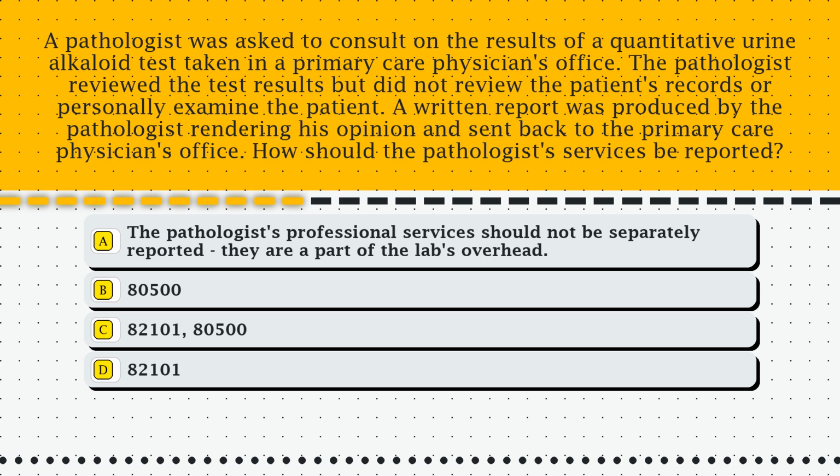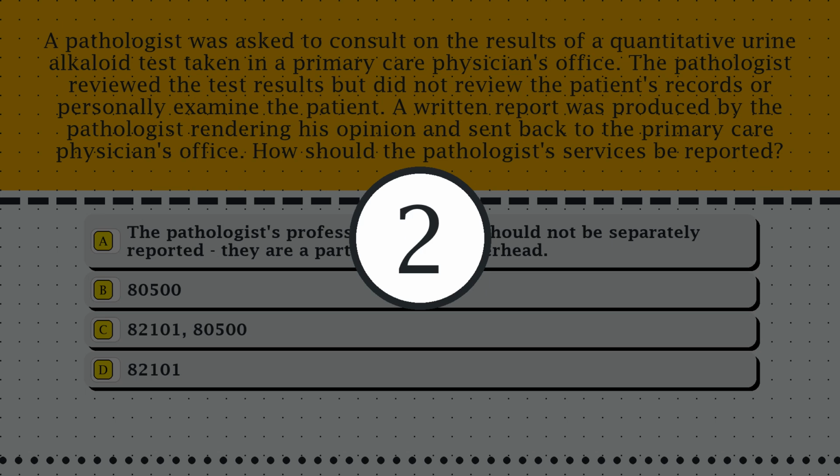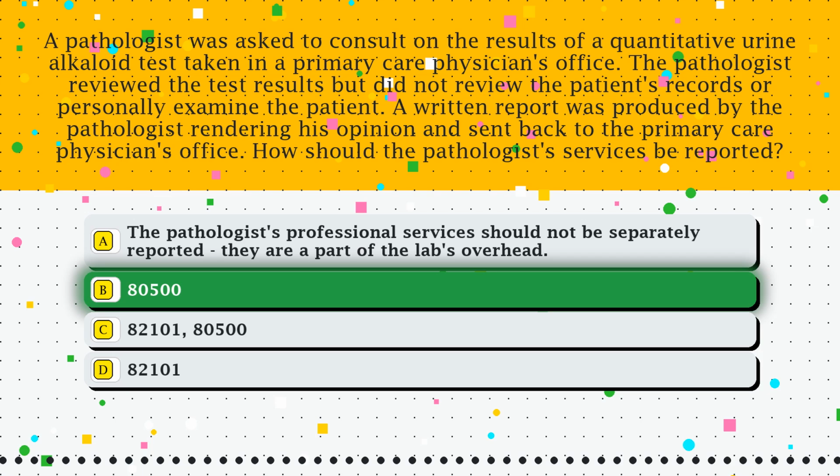Option A: the pathologist's professional services should not be separately reported, they are a part of the lab's overhead. Option B: 80500. Option C: 82101, 80500. Option D: 82101. The correct answer is option B: 80500.